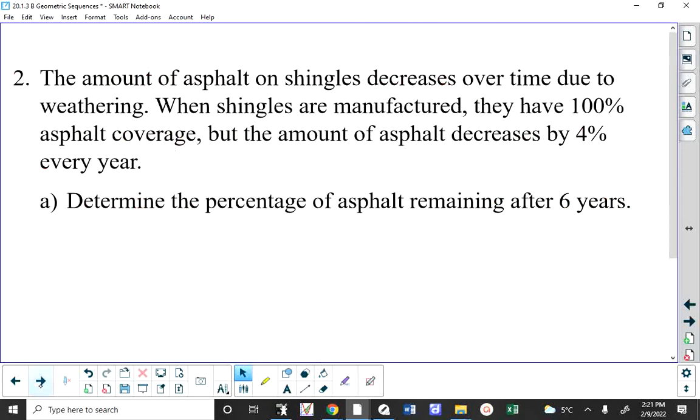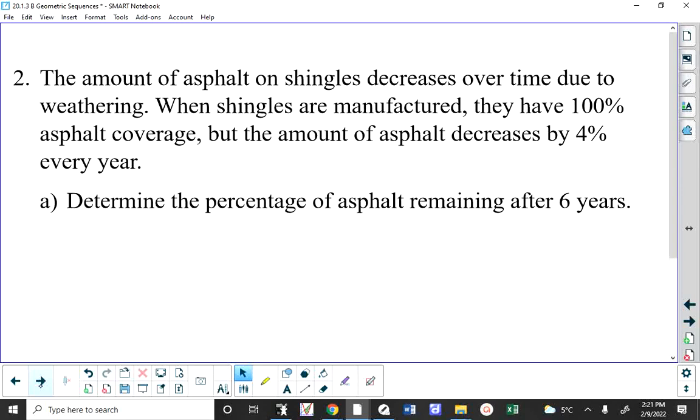All right. Number 2, let's decipher this together and see if we can pull out the important math ideas. The amount of asphalt on shingles decreases over time due to weathering. Well, yeah, we kind of know that. When you're talking about asphalt shingles, not ceramic roof coverings or anything else, but just regular run-of-the-mill asphalt shingles, the kind that is covered in that granule stuff that's embedded in tar and it runs off.